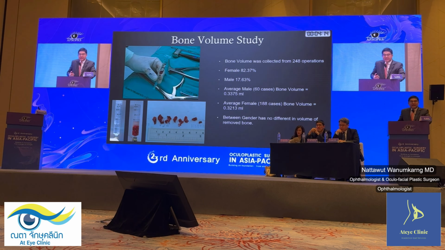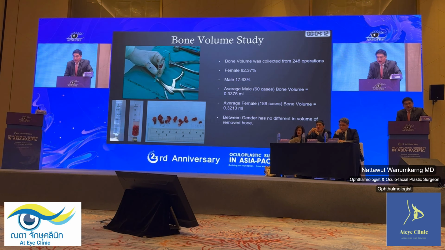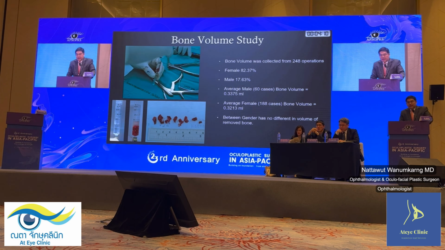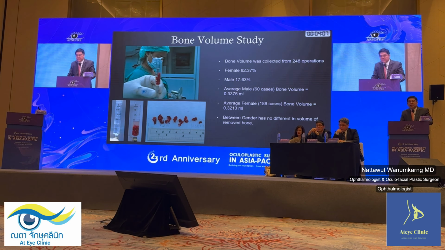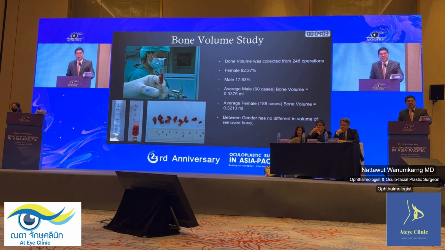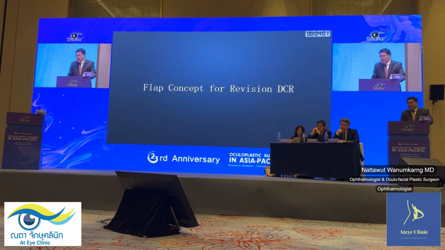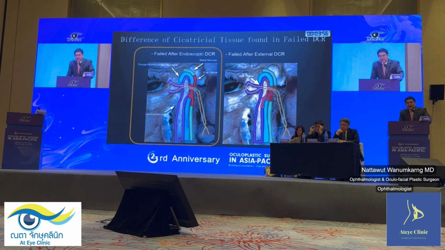For the volume study, in the average case, from about 200 cases that I tried to correct, we found that the average appropriate volume is about 0.3 cc. So the next is the FAB concept. The FAB concept for revision DCR has two parts.